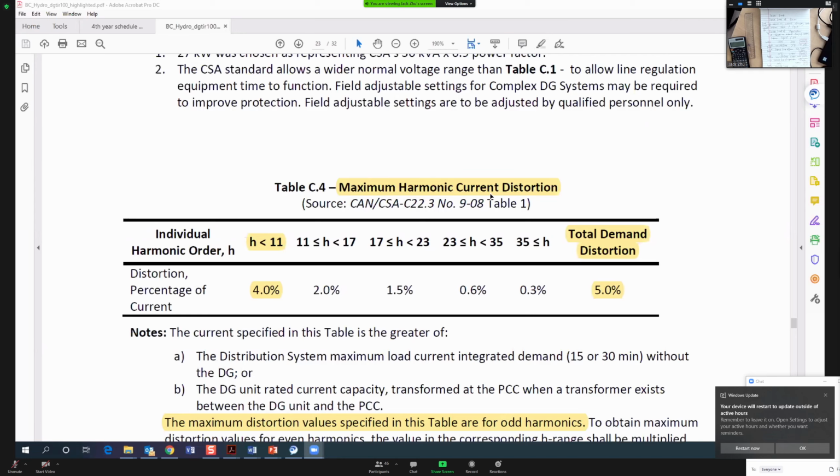Here's the maximum harmonic current distortion. For individual harmonic order, the total harmonic distortion is smaller than 5%, so maximum 5%.